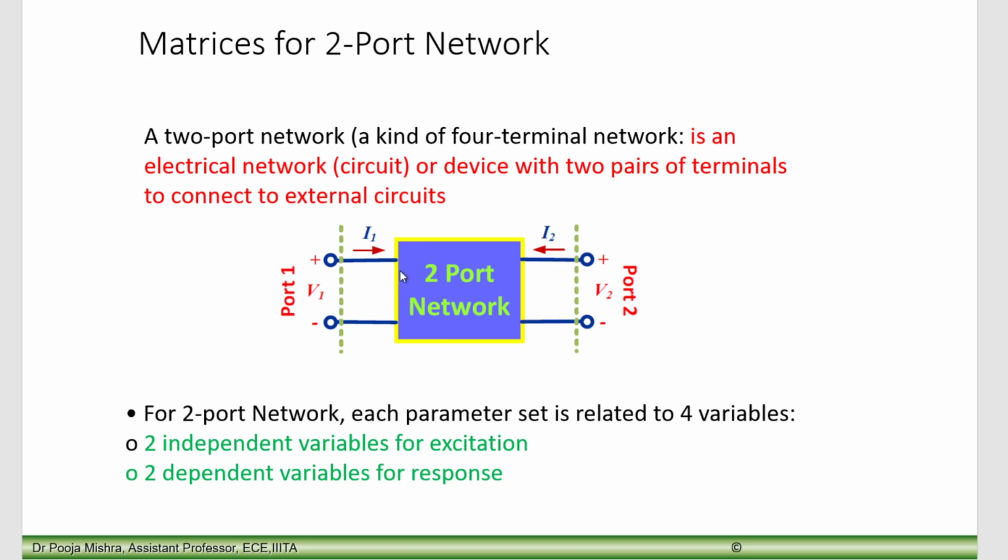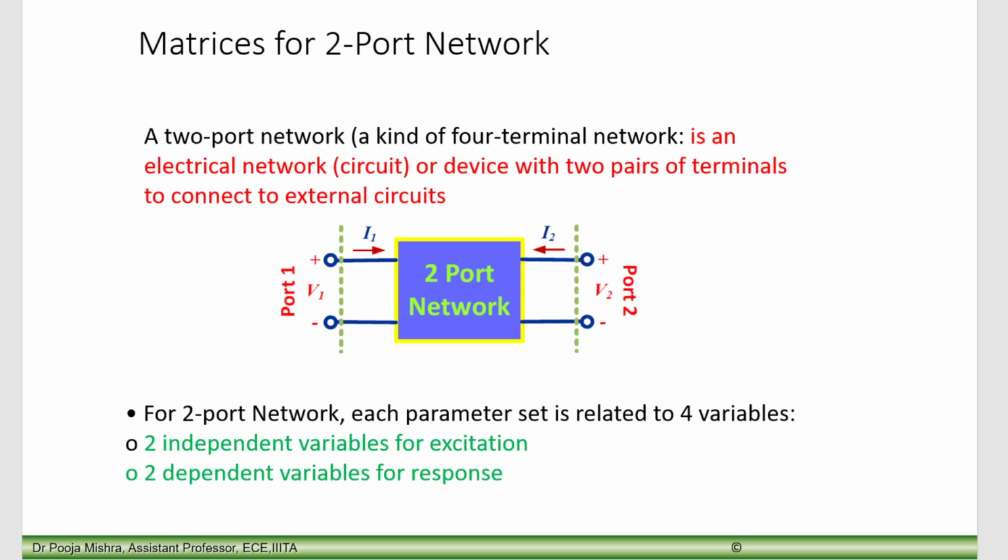kind of four-terminal network. In this system, there are four terminals, and we can define total voltages and currents like this. Let's say it is a low frequency application in which we are considering a two-port network. At port 1 the voltage is V1, the current entering port 1 is I1, and port 2 has the voltage V2 and current entering port 2 is I2. This is port 1 and this is port 2.